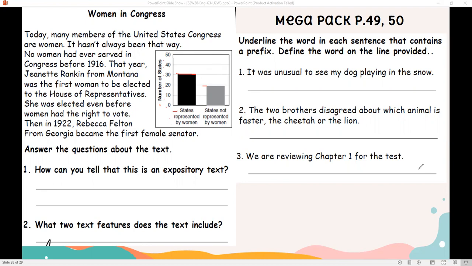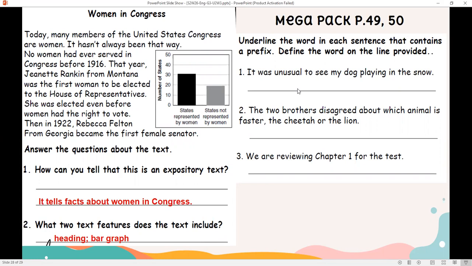How can I know that this text is expository? Because it has facts, of course. How can you tell that this is an expository text? It tells facts about women in Congress. What two text features does the text include? The bar graph, and the heading, maybe the facts or the dates or the real names. We have a heading and a bar graph.